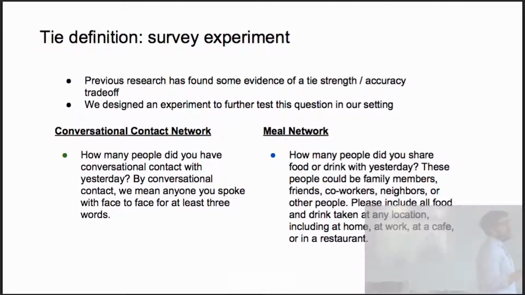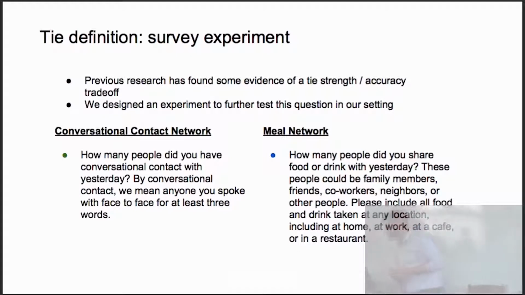Okay, so the other possibility, the other network that people were randomized to possibly respond to, is a version of the relationship that I've studied in previous work in Rwanda. And here the question is, how many people did you share food or drink with yesterday? We expect that this will be a stronger, more socially meaningful relationship, and so we think that the size of people's networks will be smaller, but that perhaps the information that they have about others will be more accurate.